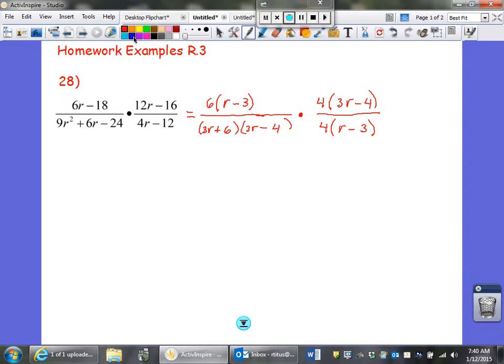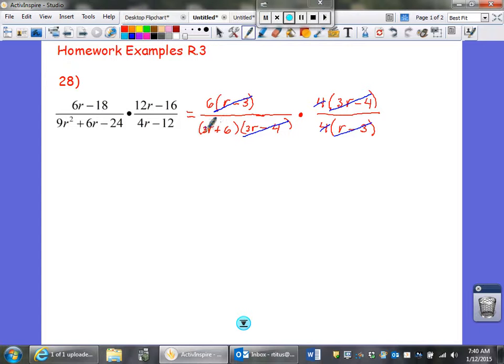Okay, let me go ahead and change colors. And when you multiply fractions together, you're allowed to cancel from any numerator to any denominator, okay? As long as you don't cancel left to right, you're okay. You can go up and down, you can go across this way, but you cannot go left to right. So I'm going to look up here, for instance, I see an r minus 3 and an r minus 3. I see a 3r minus 4 and a 3r minus 4. I see 4s.